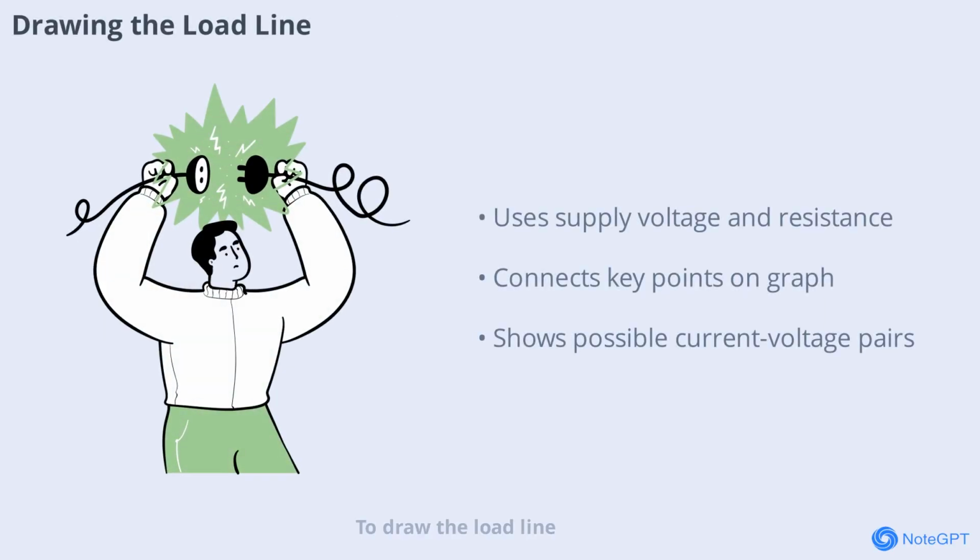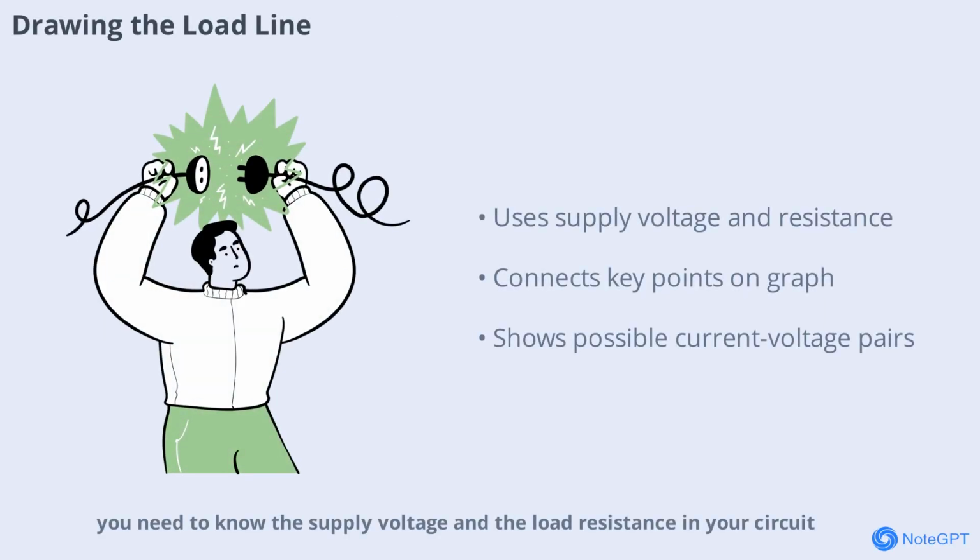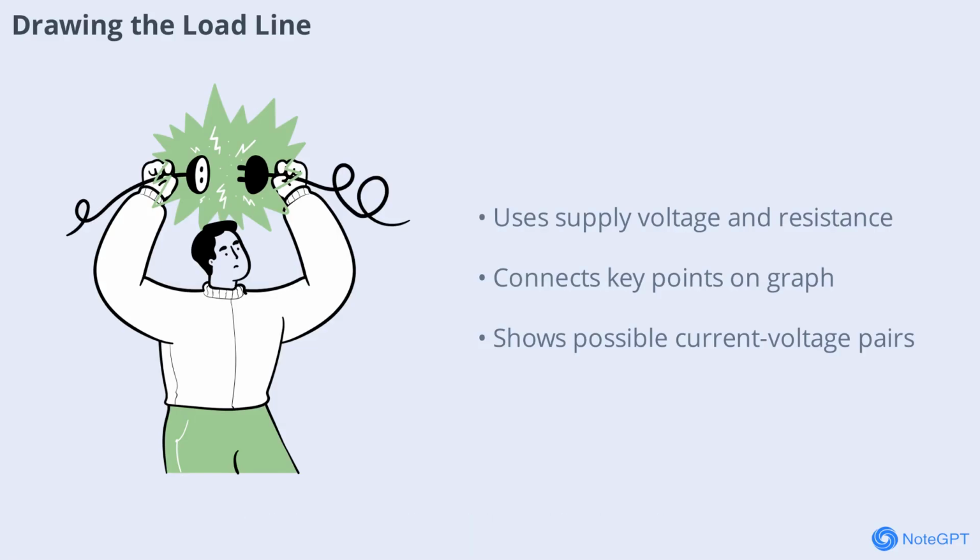To draw the load line, you need to know the supply voltage and the load resistance in your circuit. The load line is plotted on the output characteristics graph, connecting the points where the collector current is 0 and where the collector-emitter voltage is 0. This line shows all possible combinations of collector current and voltage for a given load.